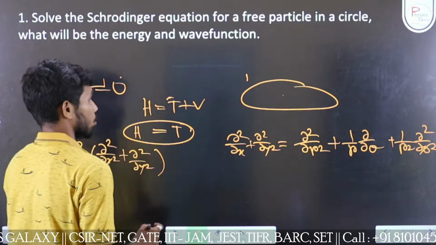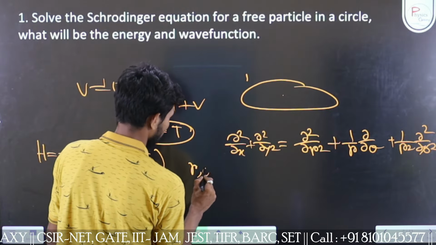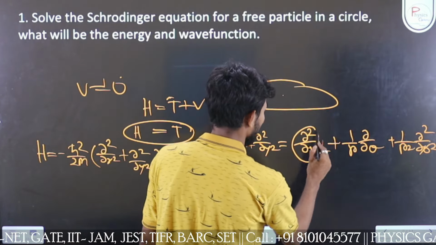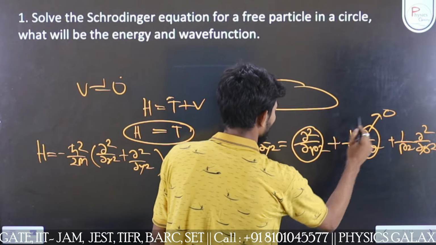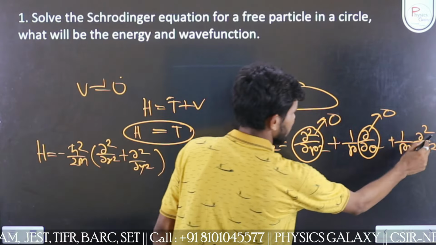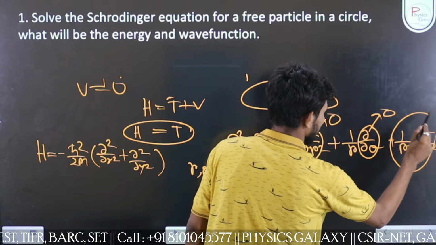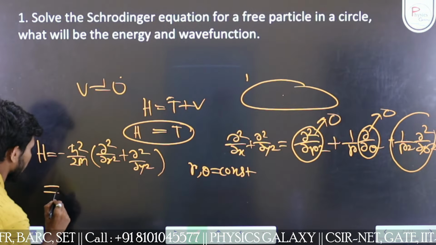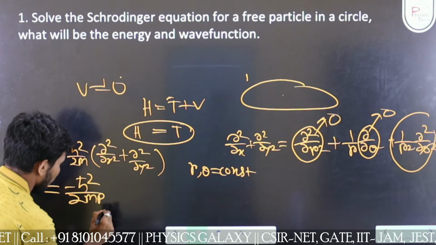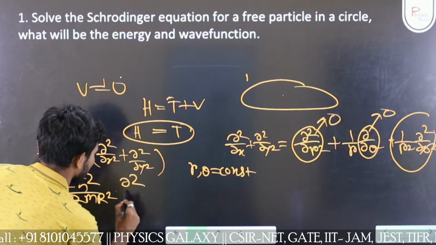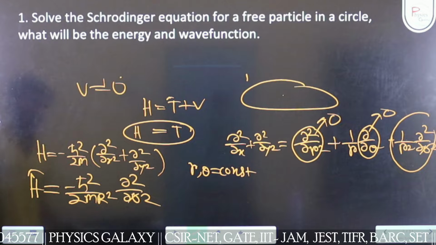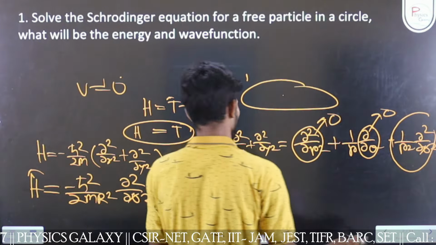For a free particle rotating in a circle, here r and theta are constant. As r and theta are constant, these two terms are going to be 0. So there is only the phi term. The total Hamiltonian can then be written as minus ħ square by 2m r square del 2 del phi 2. This is the total Hamiltonian for a free particle in a circle.